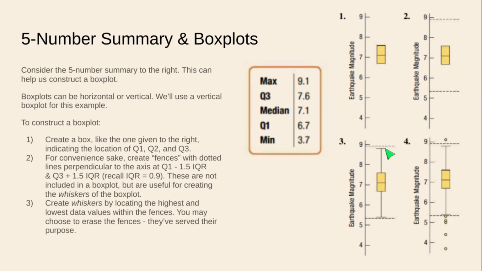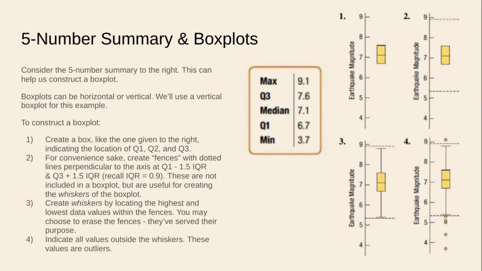So apparently the highest data value that's not an outlier is in the upper 8s, all right? And the lowest data value that's not an outlier is somewhere around 5.5. So we put little bars right there, and the fences have now served their purposes. We can erase them and move on.